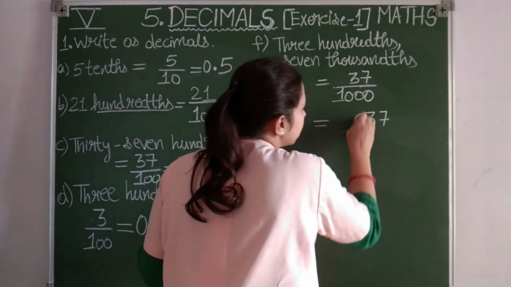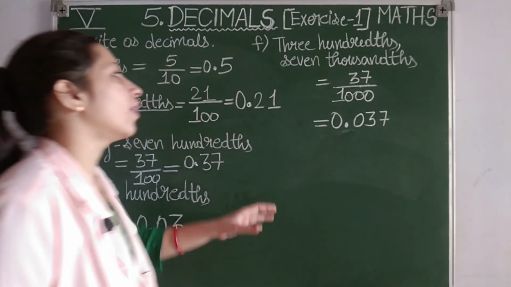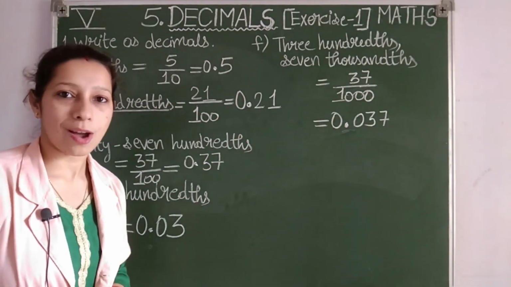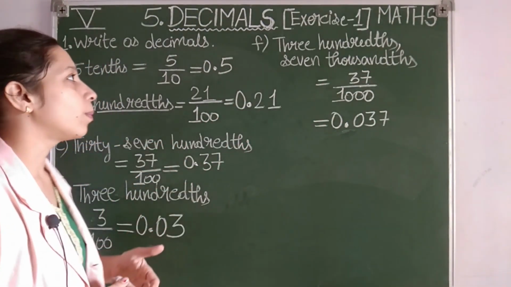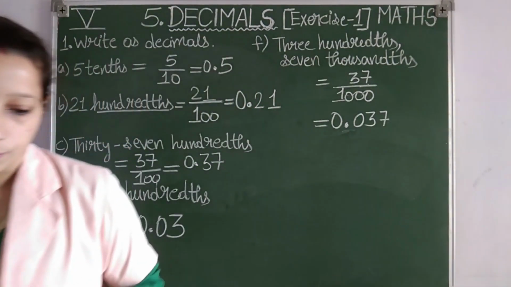So for first digit you can put a 0. Okay, so 0.037 we have written this decimal number for decimal fraction 37 upon thousands. So with this we have completed question number 1. Now let us see question number 2, students. Note it down.